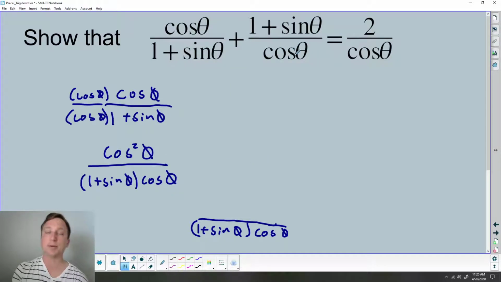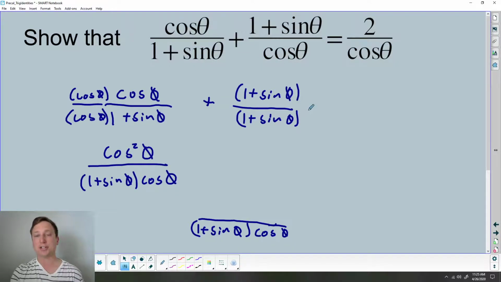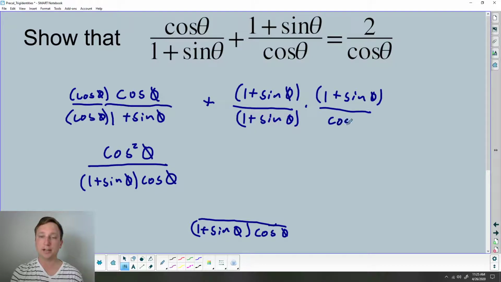Now the right side, what we need to introduce is a 1 plus sine theta in the denominator. So similarly, I'm going to multiply this by 1 plus sine theta over itself, which is just a really complicated way of saying 1. I'm introducing this into this fraction, and I multiply it by the original fraction. So it happens to be 1 plus sine theta in the numerator over cosine theta in the denominator.